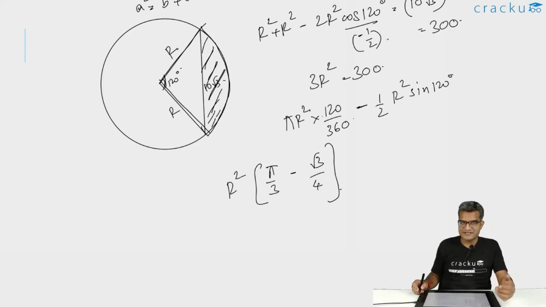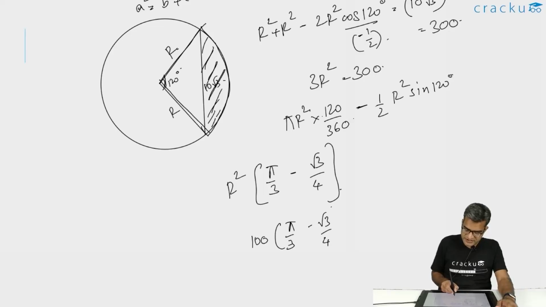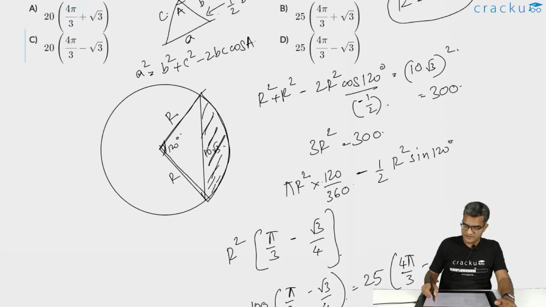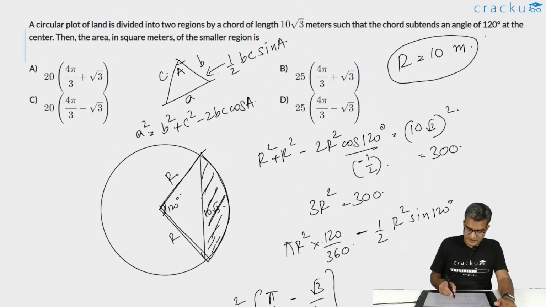R is 10 meters like we discussed. So this is equal to 100 into pi by 3 minus root 3 by 4. You can simplify it. You can write that 100 is 25 into 4. So this is equal to 25 into 4 pi by 3 minus root 3. So the answer for this question is option D.